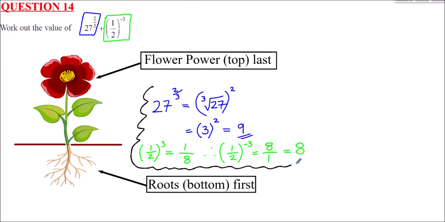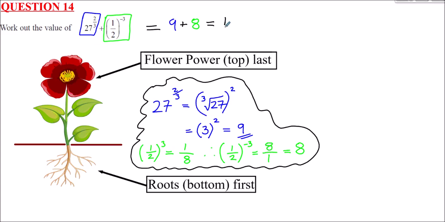So these are the bits of information we're going to use to tackle this question. So 27 to the power 2/3 plus a half to the power minus 3, well 27 to the 2/3, we've worked out that's 9, and then a half to the minus 3, that of course is just 8, so our final answer is going to be 9 plus 8, which gives 17.